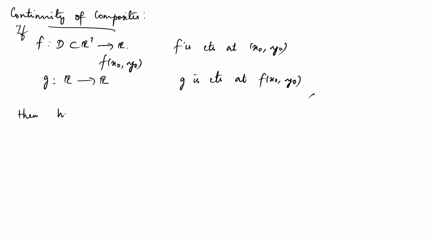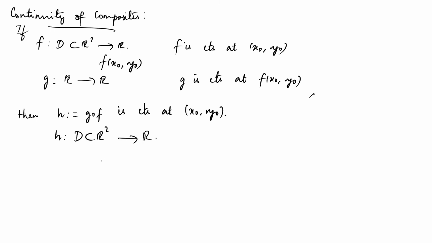your composition H, which is defined as g composite f, is continuous at (x naught, y naught). If you see the composition, the output of f is given to the input of g. Therefore, your H is a mapping from R2 to R only.